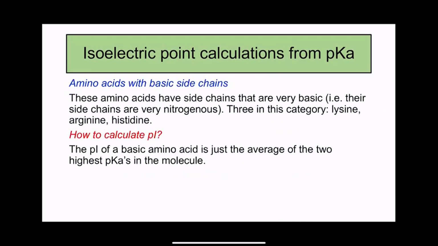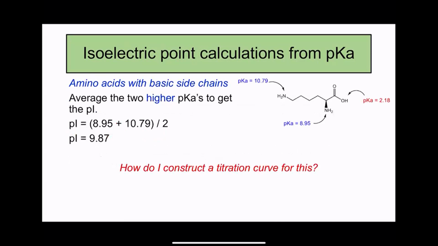And then for basic side chains, you'll do the same process. But in this case, you'll have 3 pKa's again, and instead of averaging the 2 lowest pKa's as you would for your acidic amino acid, you'll instead average the 2 highest pKa's. So for example, when we look at this, we'll be taking the 2 highest pKa's, so it'll be of this amine and then this amine to get our PI.